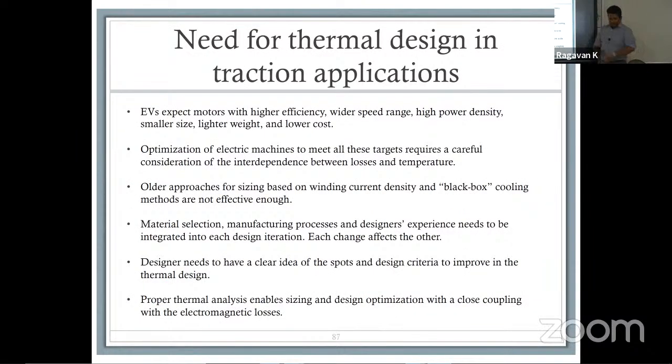So in terms of the need for thermal design in traction motors, in traction applications, you are always looking for much higher efficiency. You're talking about going to a much higher speed range. We want everything: high speed range, high torque range, high power, efficiency, low cost. I mean, we want everything in the kitchen sink, right? We want everything in the EV.